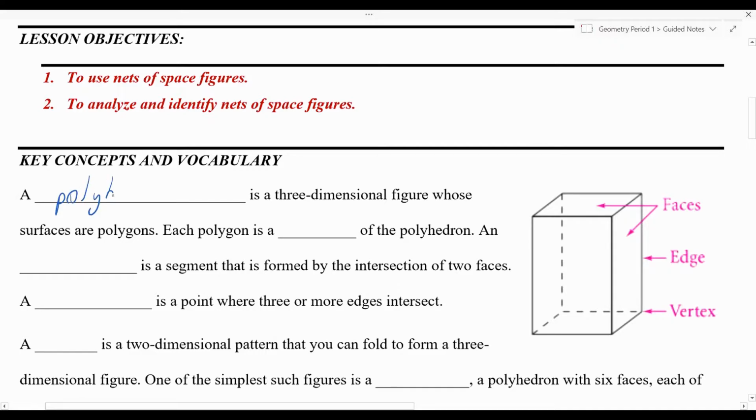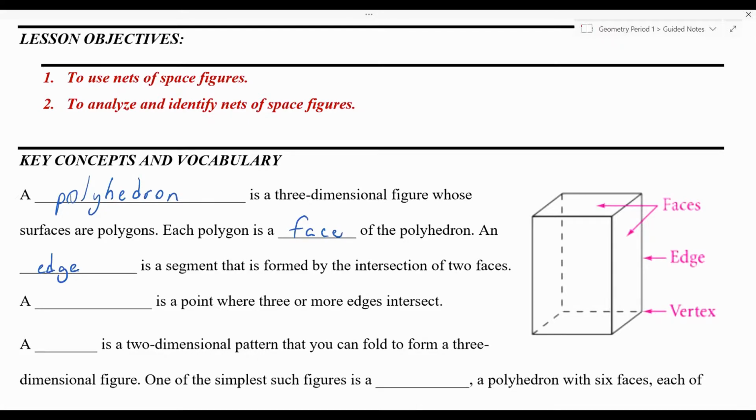A polyhedron, oops, that's supposed to be an H. Polyhedron. A polyhedron is a three-dimensional figure whose surfaces are polygons. Each polygon is a face of the polyhedron. An edge is a segment that is formed by the intersection of two faces.